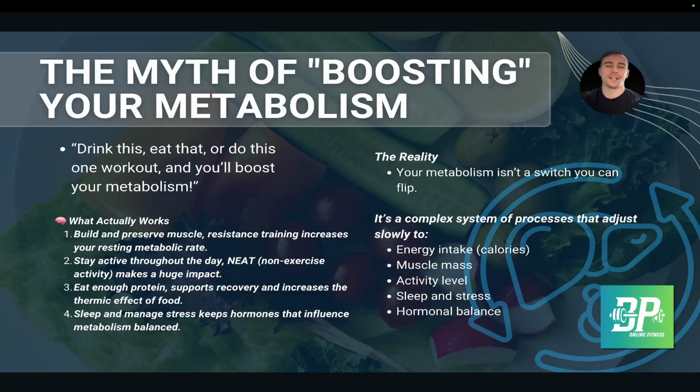And one thing you're kind of noticing here when we're talking about what actually works in regards to helping your metabolism is these are all basically just healthy habits.